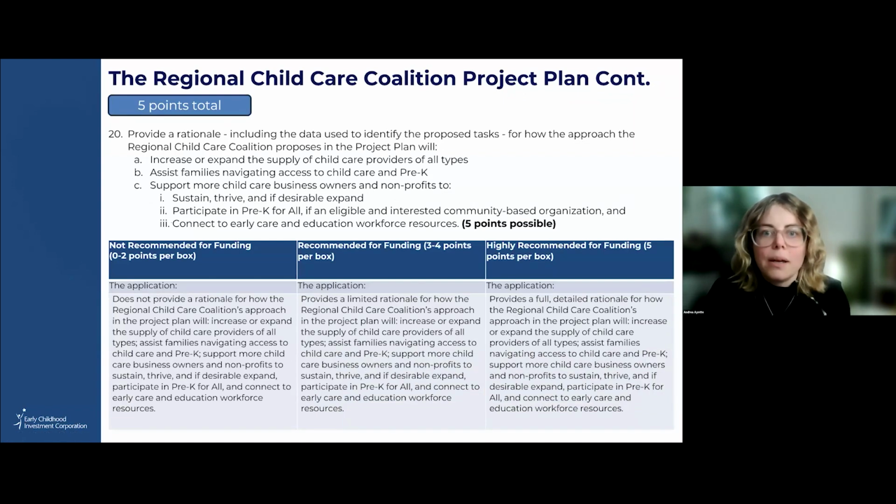Question 20, provide a rationale, including the data used to identify the proposed tasks, anything that you've referenced earlier in your application, as well for how the approach the coalition proposes in the project plan will do all of these things. And we're really looking for details in this question. We really want you to hit on each of those, the ABC 1, 2, 3 here. We really want to understand how you're proposing to do this work and how it's outlined in the project plan and connected to the previous questions.